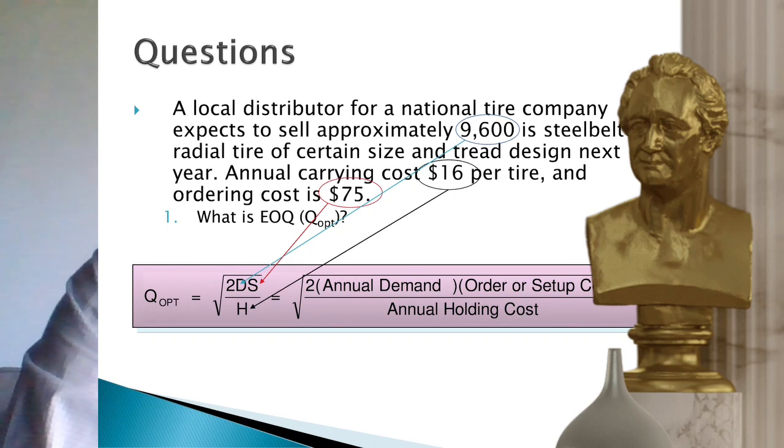So when you know these three figures, demand, carrying cost and ordering cost, you can find the Q optimum, or economic order quantity, which is equal to the square root of 2 into demand, 9,600, multiplied by ordering cost, 75, divided by holding cost or carrying cost, which is 16. So 16 will be here, as the arrows indicate. If you solve this using your calculator or mental maths, you will get the economic order quantity, which tells how many tires should be ordered by this distributor to bring the total cost of inventory down. I hope you understand this concept.